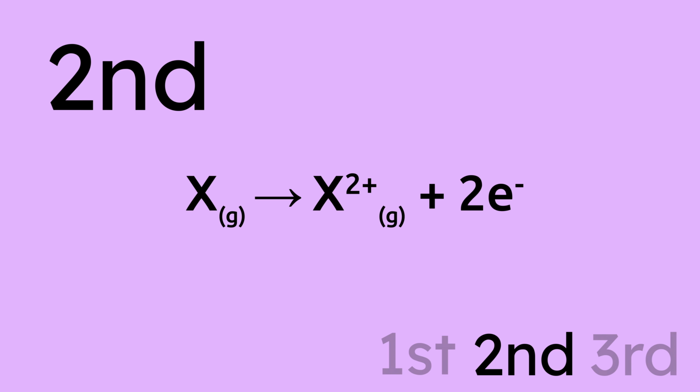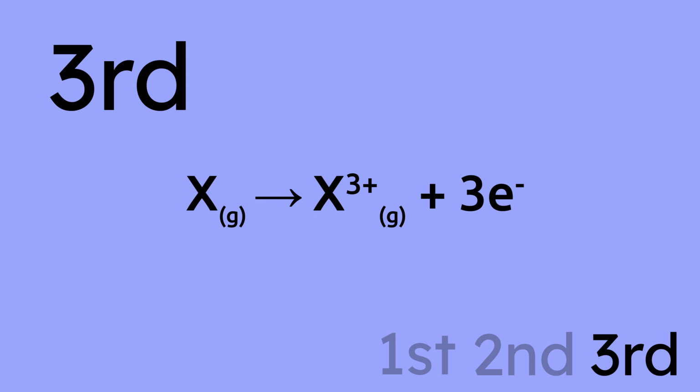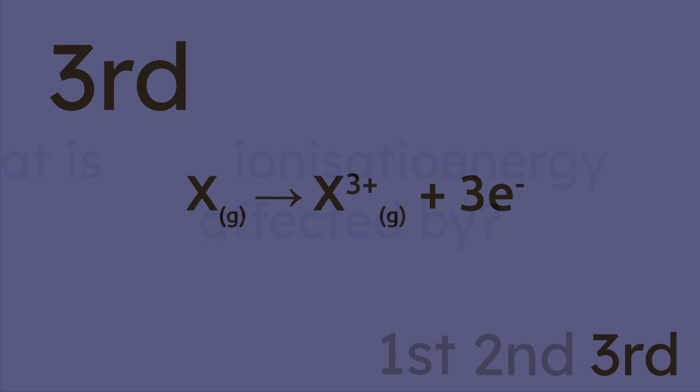The second ionization energy is the amount of energy required to remove 2 moles of electrons from 1 mole of atoms in the gaseous state. It is represented by the equation on screen. And finally, the third ionization energy is the amount of energy required to remove 3 moles of electrons from 1 mole of atoms in the gaseous state. It is represented by the equation on screen. All of these are also available on the Tutor Eagle website.